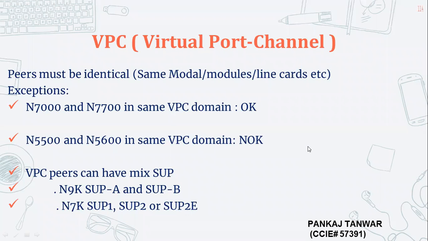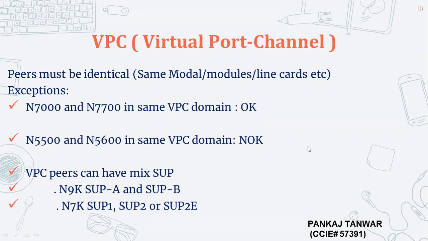So for the virtual port channel or the VPC, the peers must be identical. The two devices that you are going to form the VPC with must be of the same model, and they must use the same modules or line cards, etc. There are some exceptions. In the Nexus 7000 series, on one side you can use, let's say, Nexus 7000, and on the second peer device you can use 7700. The second bullet point you can see: Nexus 5500 and 5600 are not allowed in the same VPC.